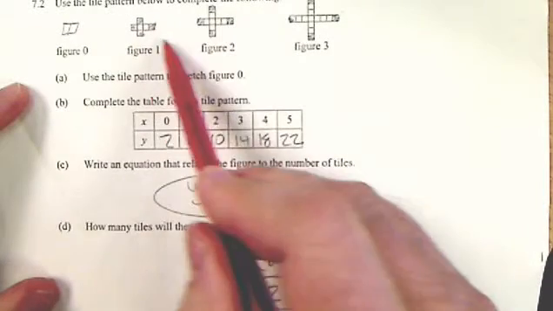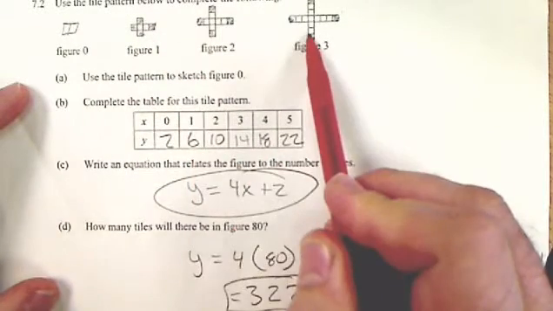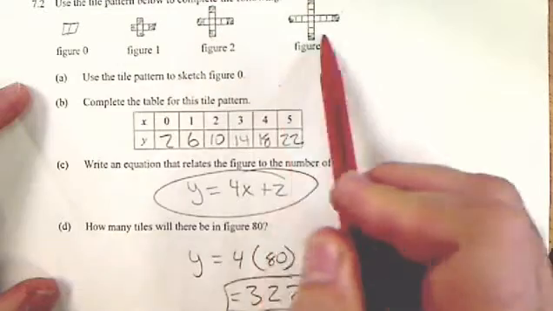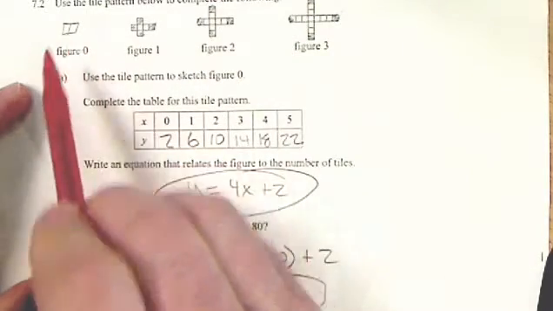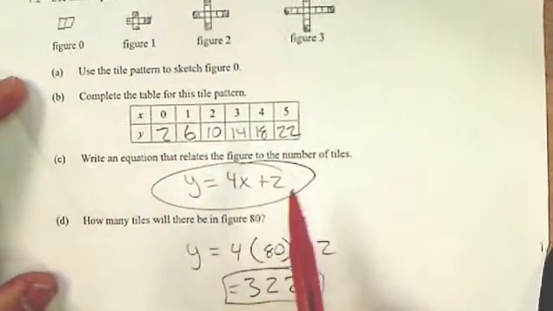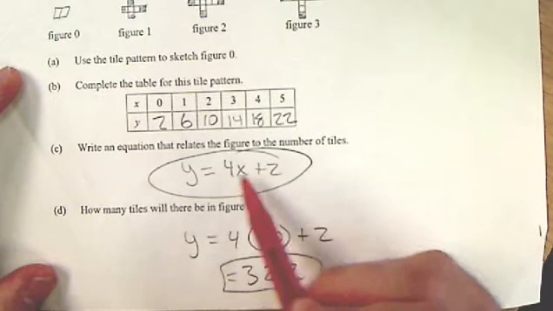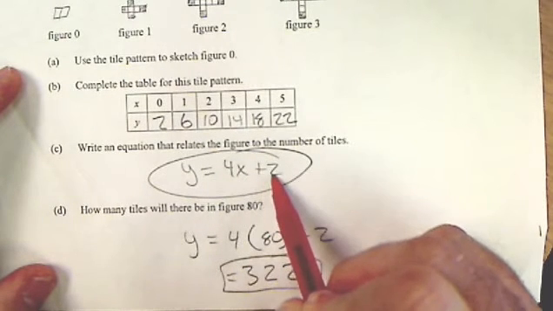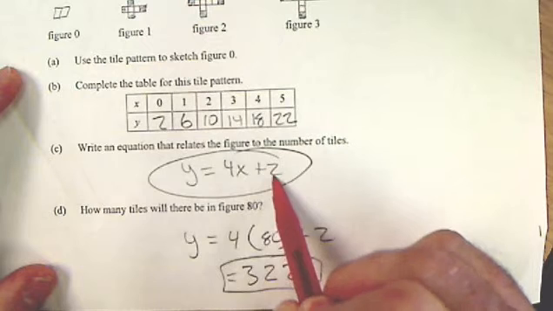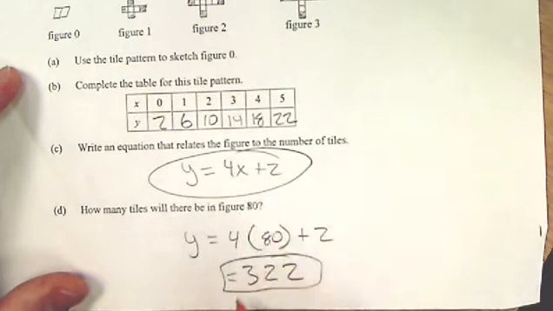It's growing by 4 every time. So if it's growing by 4 this direction, subtract 4 to get back here. Filled in my table. Grows by 4, and it started off with 2, just like a line. Y-intercept's at 2. My slope is 4. Figure 80 would just be plugging in 80 for the x.